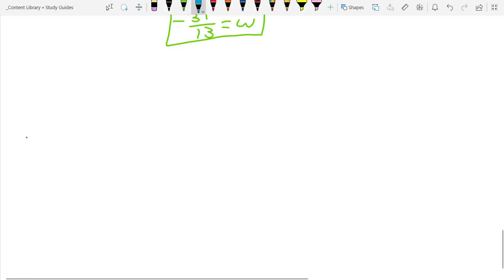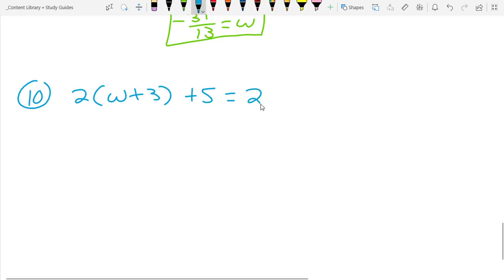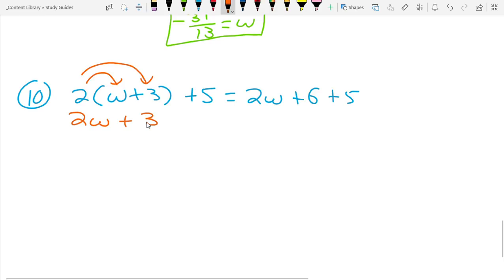Alright, on to number 10. We have 2 parentheses w plus 3 plus 5 equals 2w plus 6 plus 5. So we've got w's on both sides, but we can't move anyone yet because these guys are trapped in the parentheses, or it's our pieces in the box. So we distribute to get them out of there. So 2w plus 3 plus 5. Oop, let's see. I went too fast. 2w plus 6, because we multiply the 2 and 3 together, plus 5 equals 2w plus 6 plus 5.